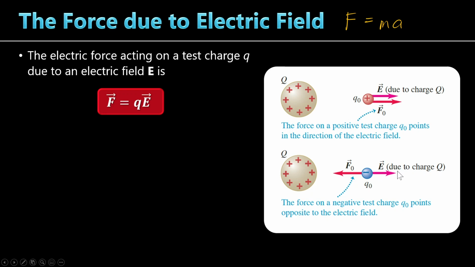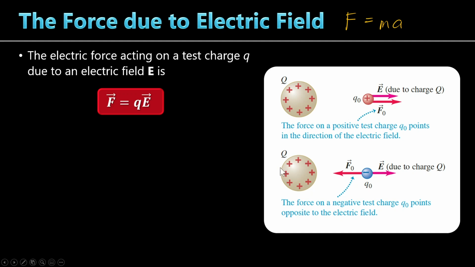So, tatandaang mabuti ha, ang force na nararamdaman ng mga negative charges kagaya ng electrons ay laging opposite sa direction ng electric field. Pero ano ang common dito? Ang common dito, yung direction ng electric field. 'Di ba? Ang direction ng electric field ay pakanan. So, pwede tayong mag-conclude dito na kapag positive ang source charge, ang electric field ay directed away from the source charge.